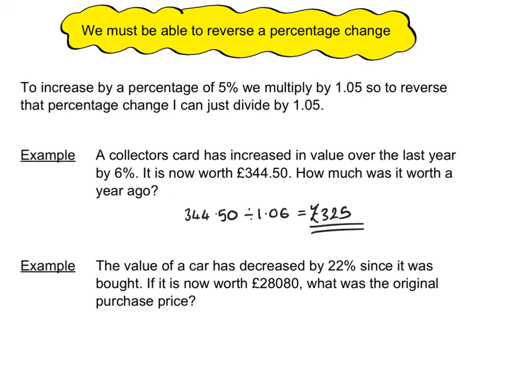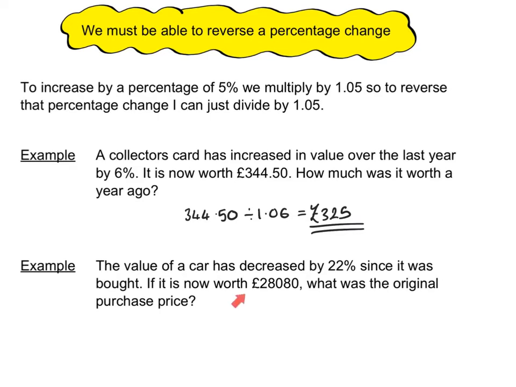Now, a really common mistake that people make with this sort of question is they think they can find 6% of this amount and just subtract it. But remember, the 6% isn't 6% of this amount, it's 6% of this unknown amount. So we can't do that. So we'll now look at the next example.